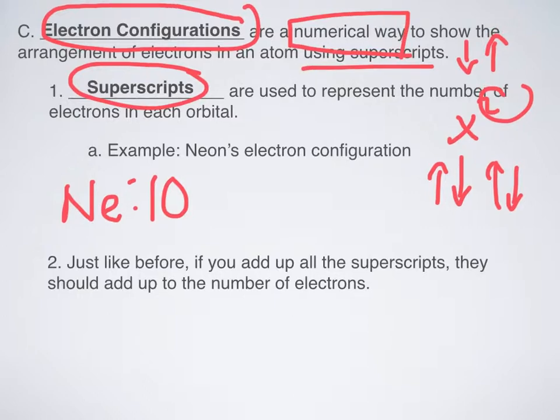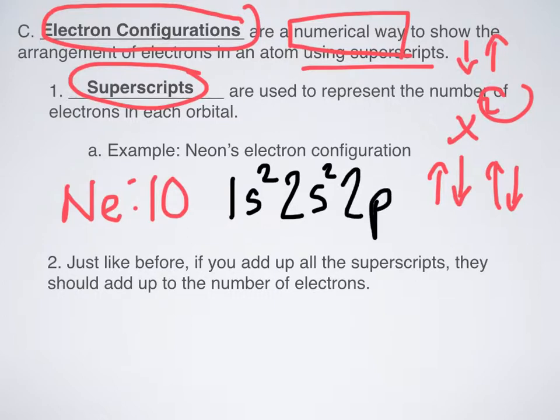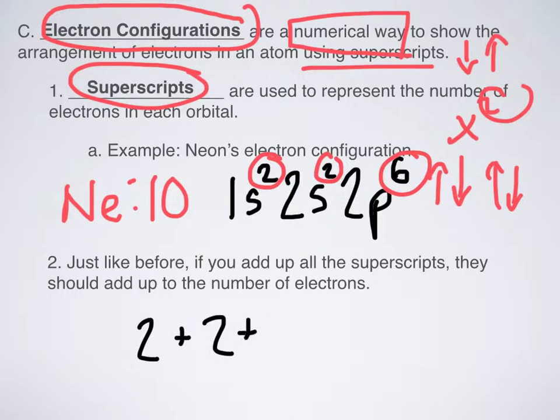Right, so the first thing I'm going to have to do is remember the order of my orbitals. And so I have a 1s that comes first, and I can have 2 electrons in there. I have a 2s next, which has 2 electrons in it. And then I have a 2p, and neon, in order to get to 10 electrons, it would be 6. So notice that I have my superscripts up here, and my superscripts add up to 10. So I have 2 plus 2 plus 6 equals 10.